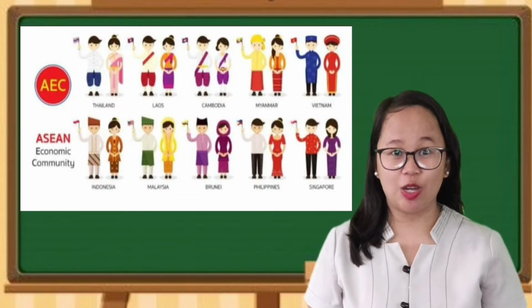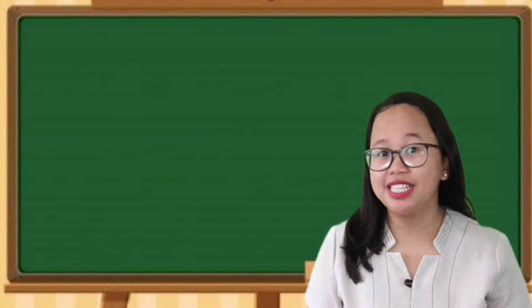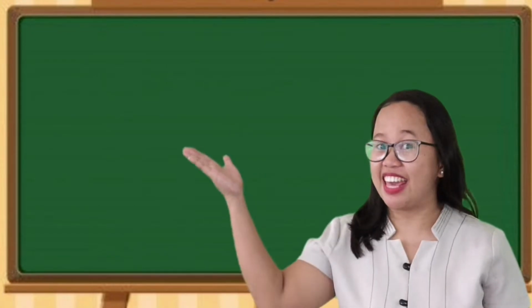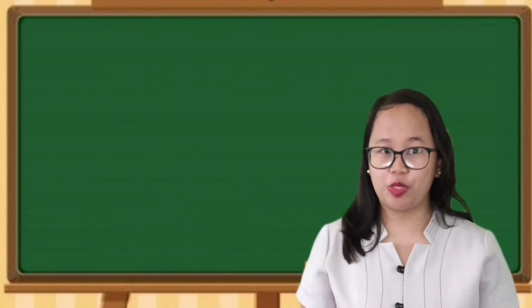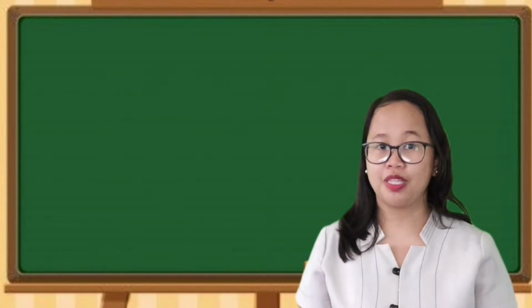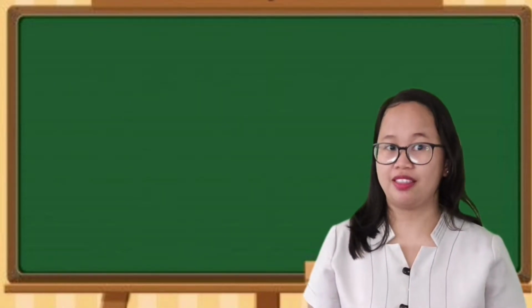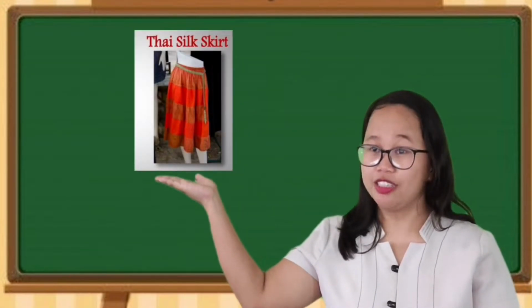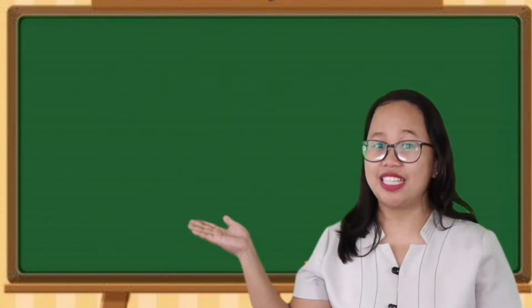Fabric design in Southeast Asia. The first country is Thailand. Thai silk is produced from the cocoons of Thai silkworms. Here are the examples of it: Thai silk skirt, Thai silk dress.